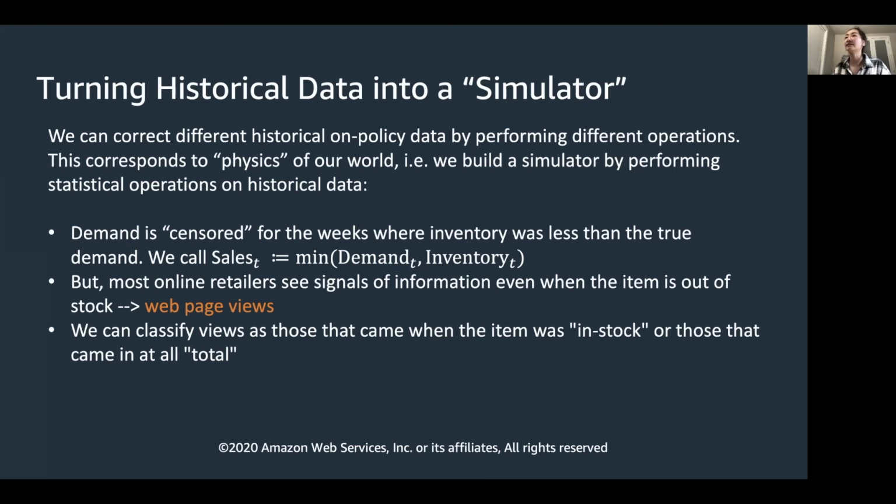even when an item is out of stock, and this is mostly done by looking at the page views. We can therefore make use of this view and construct a counterfactual demand signal denoted as d tilde t, and that's actually part of the reward function. We do this by correcting for availability, making use of the web page view.